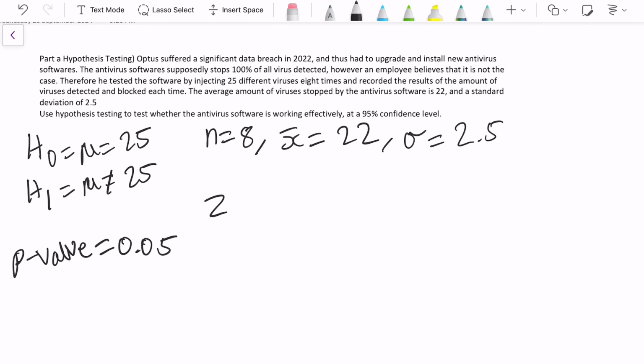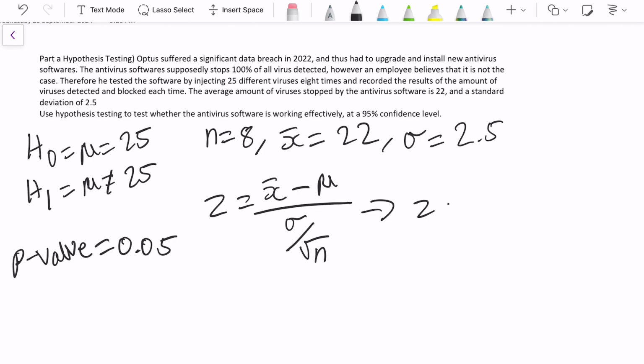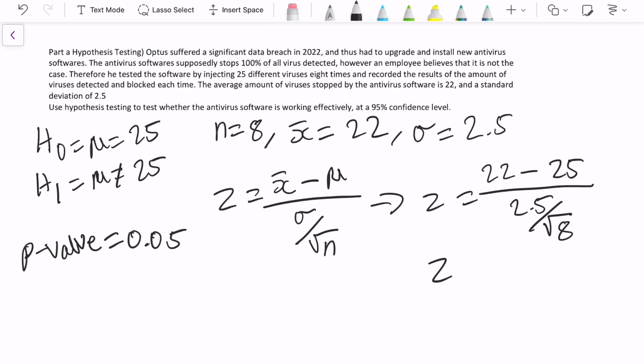The formula for a z-test is your x bar minus your null hypothesis value, over your population standard deviation divided by the square root of your sample size. In this case, we would be using our x bar 22 minus 25, over our population standard deviation, which is 2.5, divided by the square root of 8. This will give us a z-score of approximately negative 3.39.